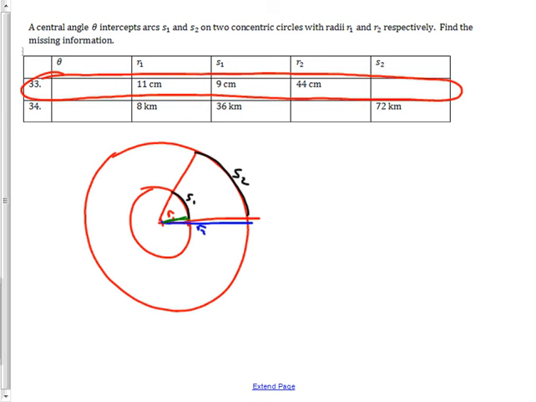Now I'm going to actually slap in the numbers that I know. I know that R1 is 11. Okay, so this little green line right there, that's 11. Next is S1, which is 9. This one right here is 9.